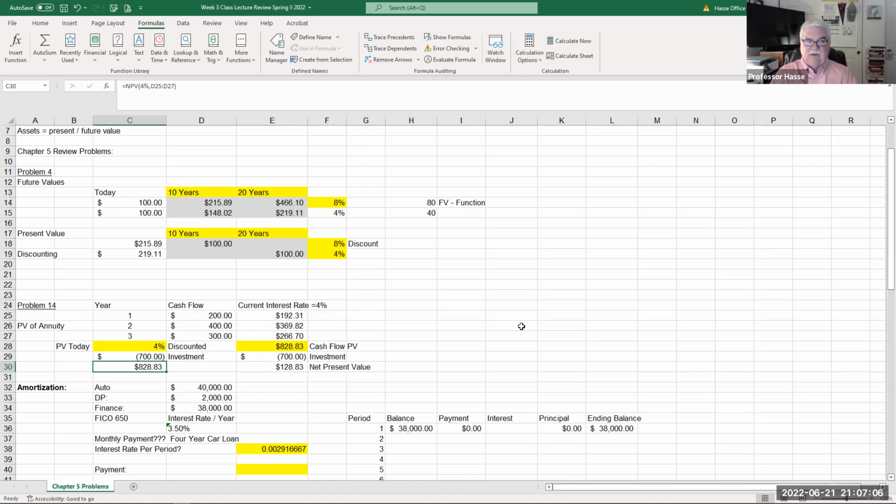So that's the present value. Present value, future present value of a cash flow. Sometimes it's called annuities, because you get a series of cash flows. That's an annuity. The present value of a single lump payment, and the future value of a single lump payment.